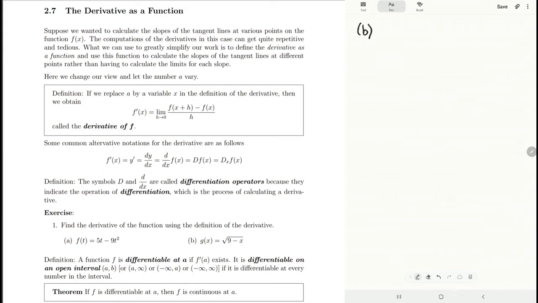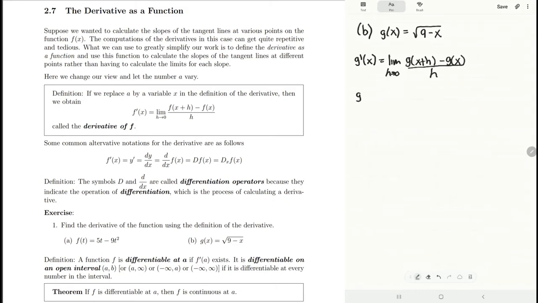So let's have a look at another example. So g of x is the square root of 9 minus x, and we want to calculate the derivative g prime of x. So by the definition, it's the limit as h goes to 0 of g of x plus h minus g of x, all divided by h.